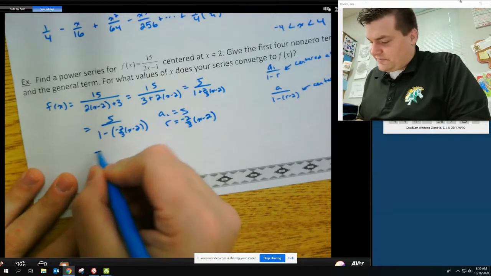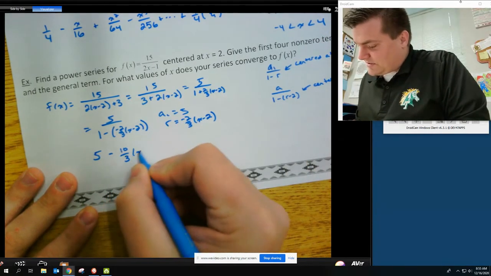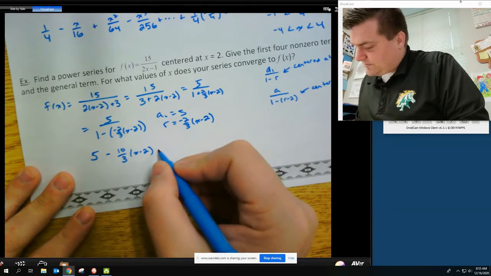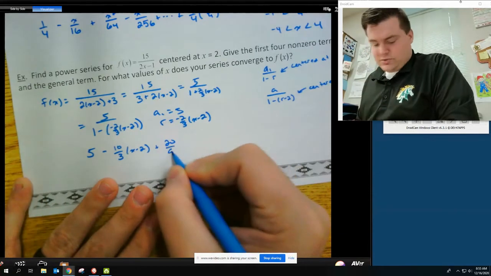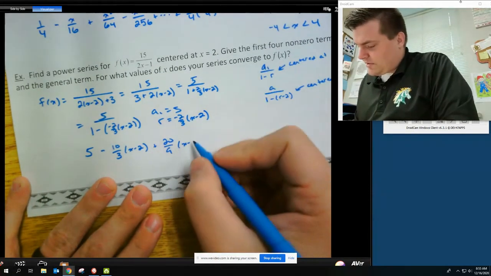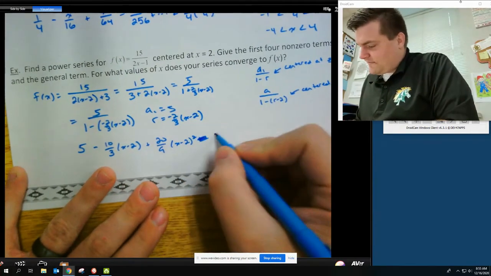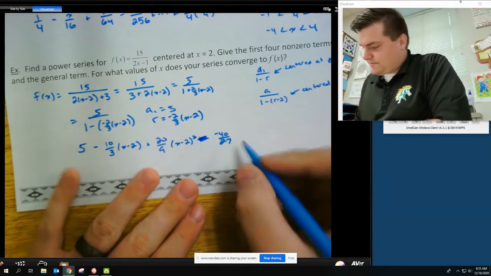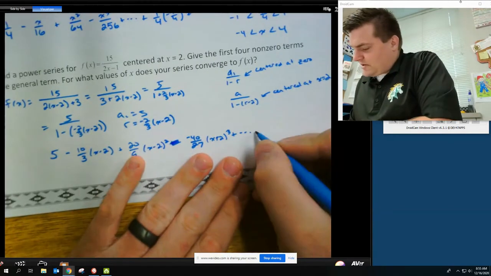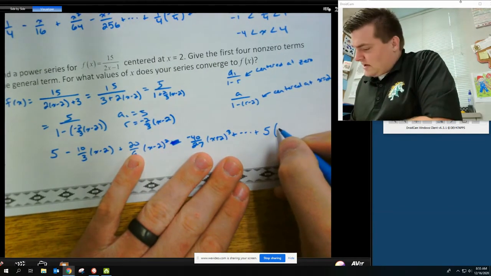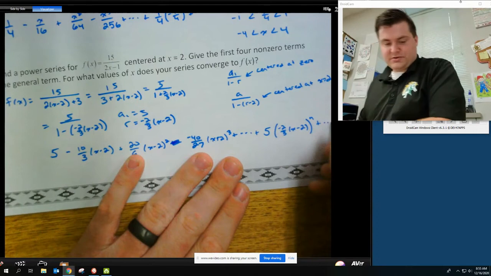So this is going to turn into 5 minus, multiply that by, let's see, 10/3 times x minus 2. Multiply that again by negative 2/3, so plus 20/9 times x minus 2 squared, because again, we're multiplying everything by negative 2/3. And I want 4, okay, we can give them 4. Minus 40 over 27 times x minus 2 to the third. So the general term here is going to be my geometric, which is 5 times negative 2/3 times x minus 2 to the n. That's my general term.